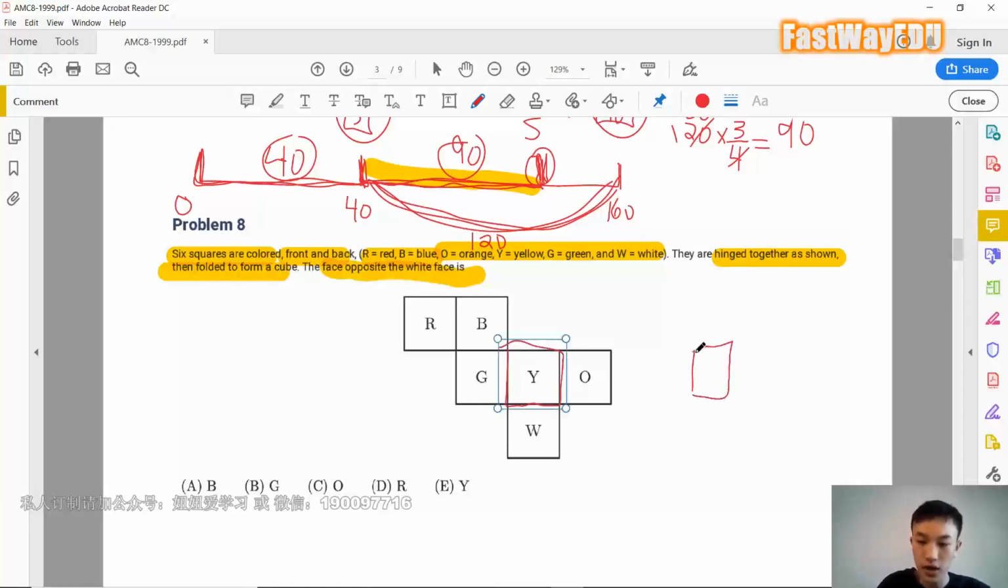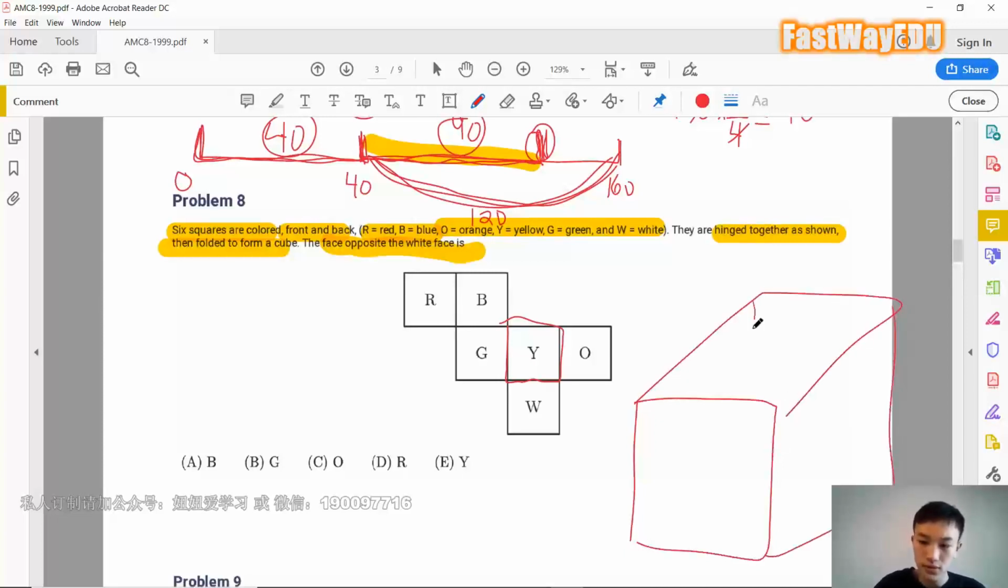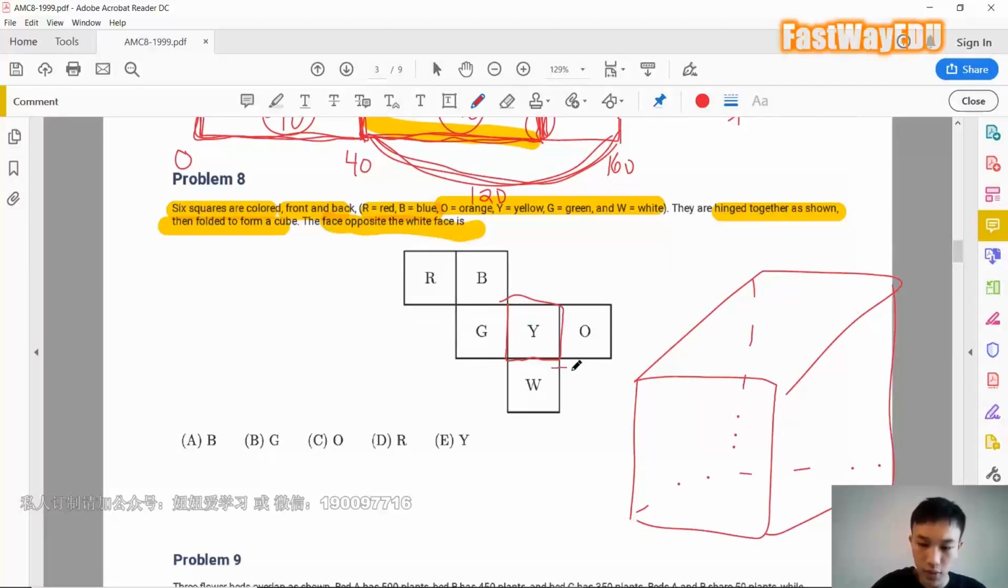So if you have a box, for example, and we're going to think of this Y as the bottom face. Let me draw a larger cube so we can see what's going to happen once we fold it up. So this is going to be our cube. Let's draw that in. The Y face is going to be the bottom face, right? That's going to be the bottom.